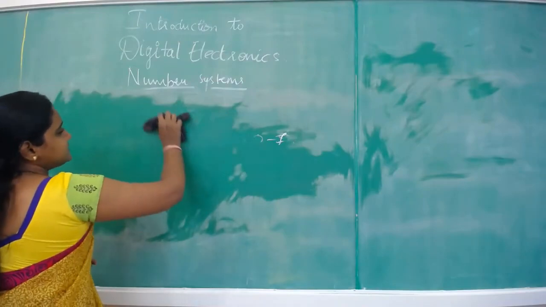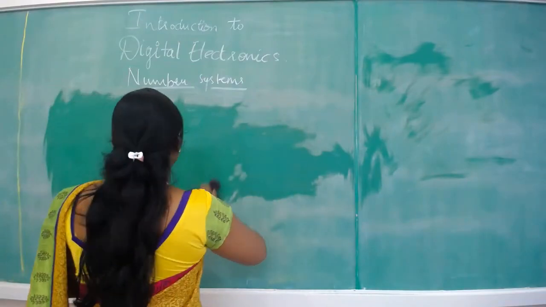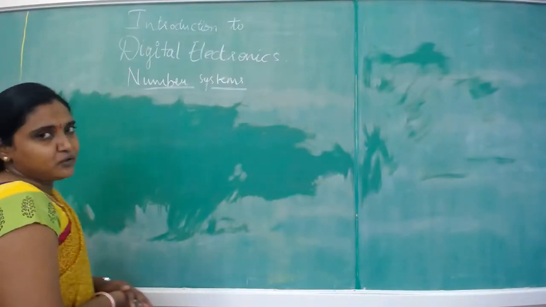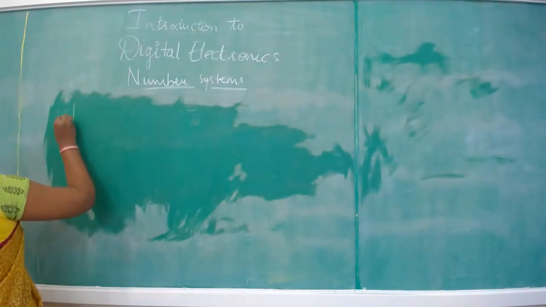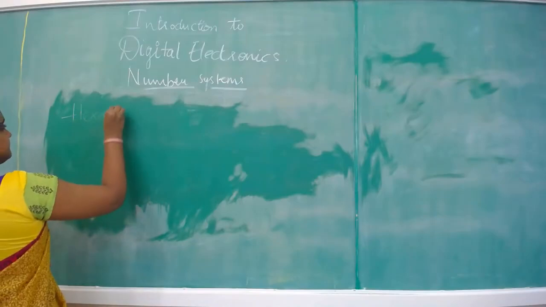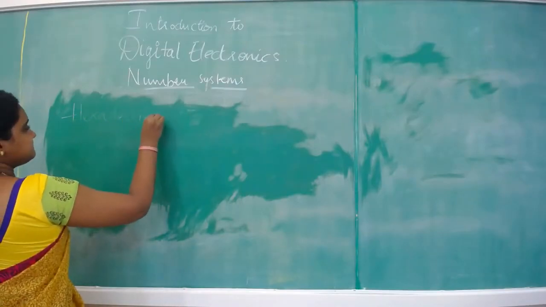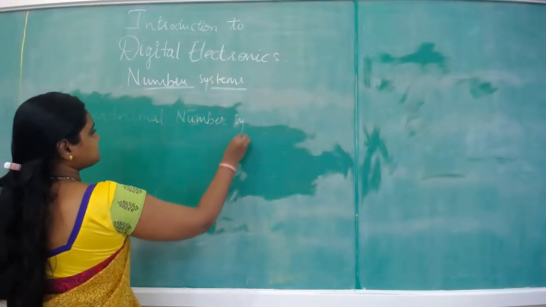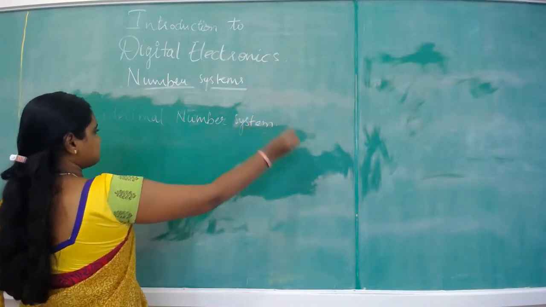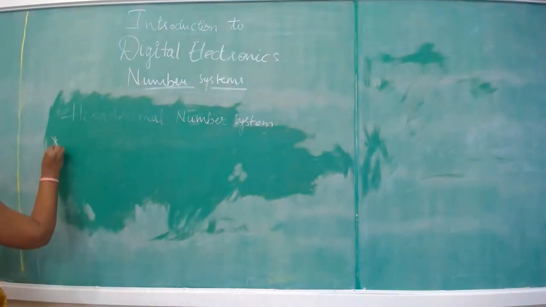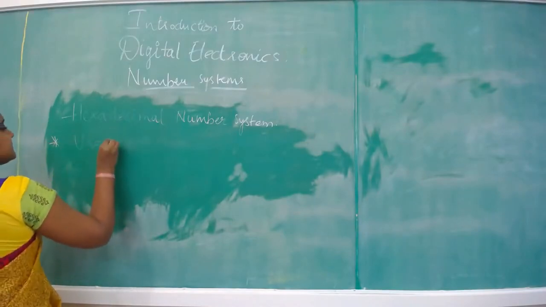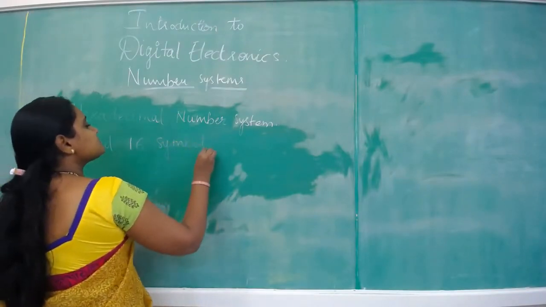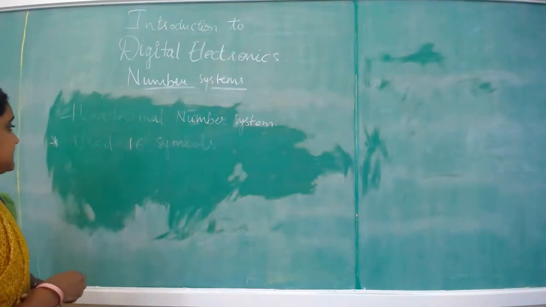Now moving to the next type of number system which is very important, the hexadecimal. This octal number system is not needed in detail for your syllabus. Okay, now we are moving to the hexadecimal. The hexadecimal number system uses 16 symbols. It uses how many? 16 symbols.